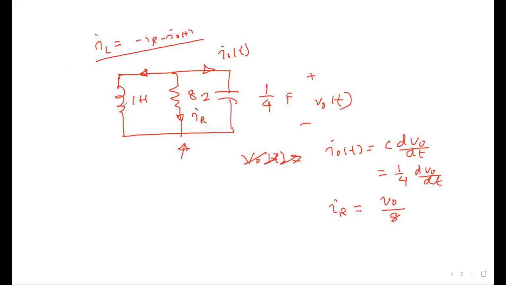Okay. Then voltage across the inductor VL equal to what? Your VL is equal to V0 is equal to what? Sir, L into diL divided by dt, isn't it? Yes, sir.